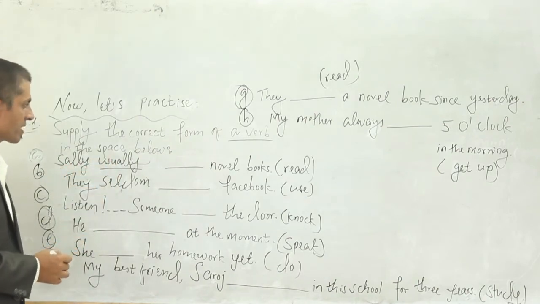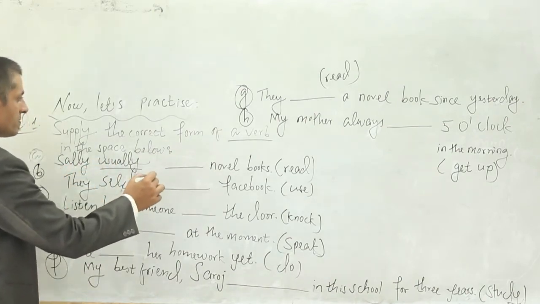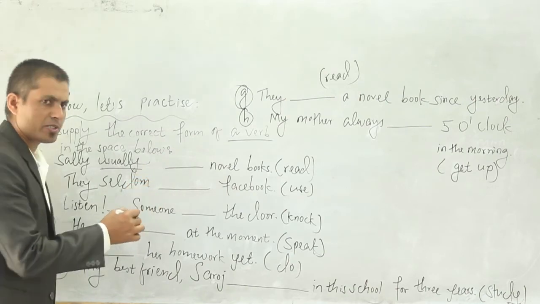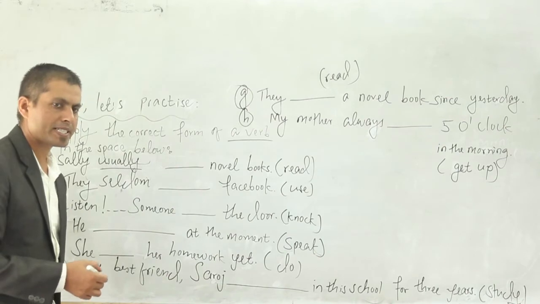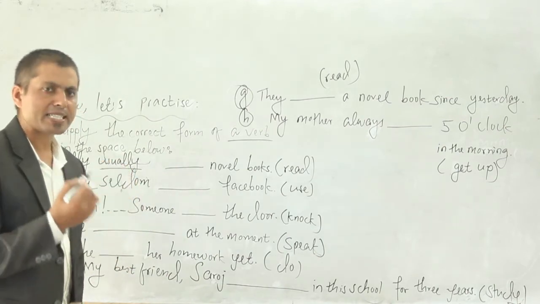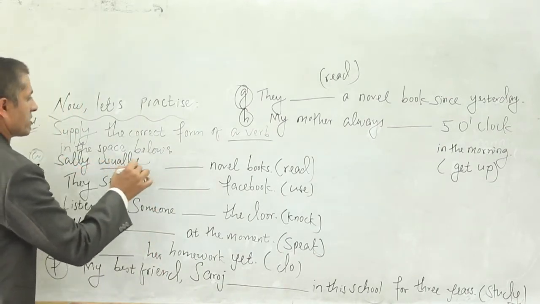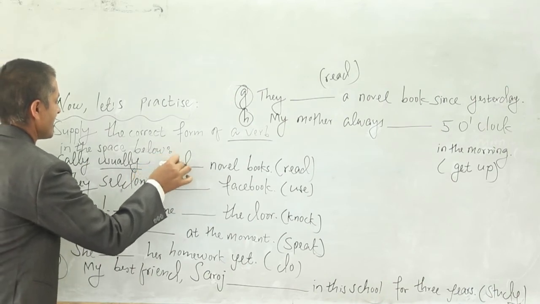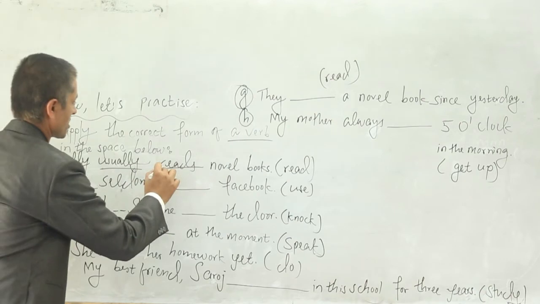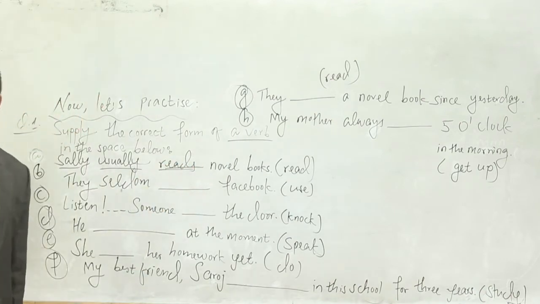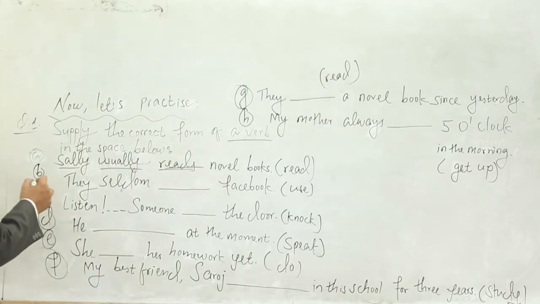Sally usually. Okay, which tense do we have to use here? Present simple. So Sally usually reads. R-E-A-D, reads. Because the subject is singular, the verb must also be singular. Got it? Okay, now let's go to number B.